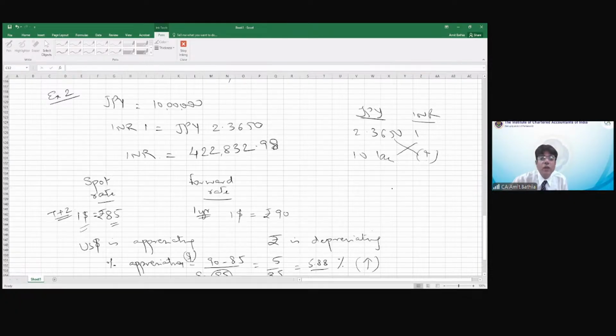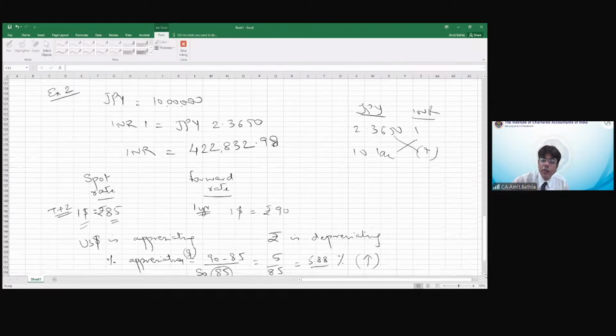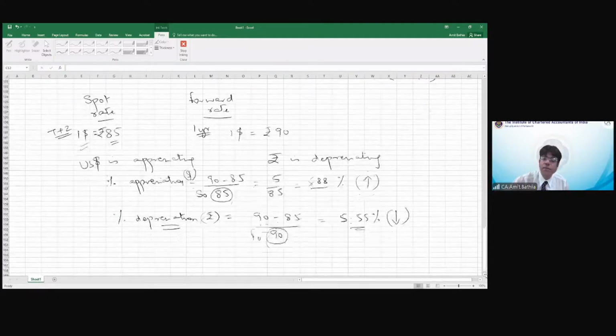So the easy way to calculate is, you can see over here, JPY INR. 1 INR is JPY 2.3650. Now you have 10 lakhs, right? If you have 10 lakhs JPY, how much INR will I get? Question mark. So I can do simple cross multiplication. 10 lakhs into 1 divided by 2.3650. Right? This is something that we have been doing in a lot of our accounting concepts as well, right? Cross multiplication, etc.